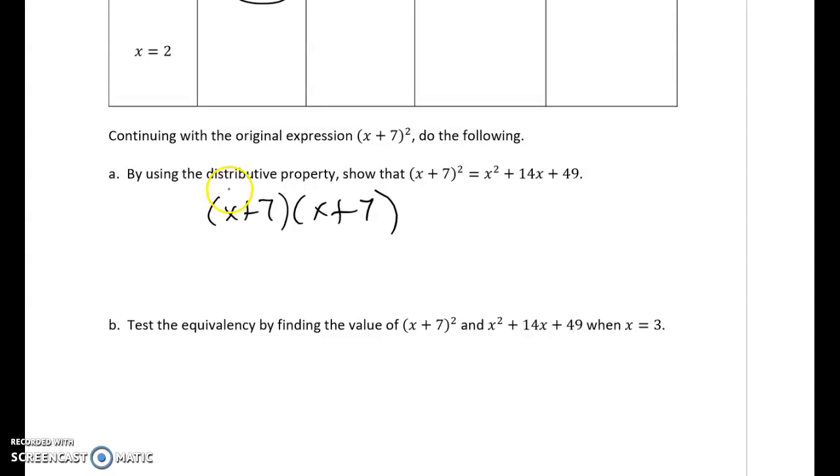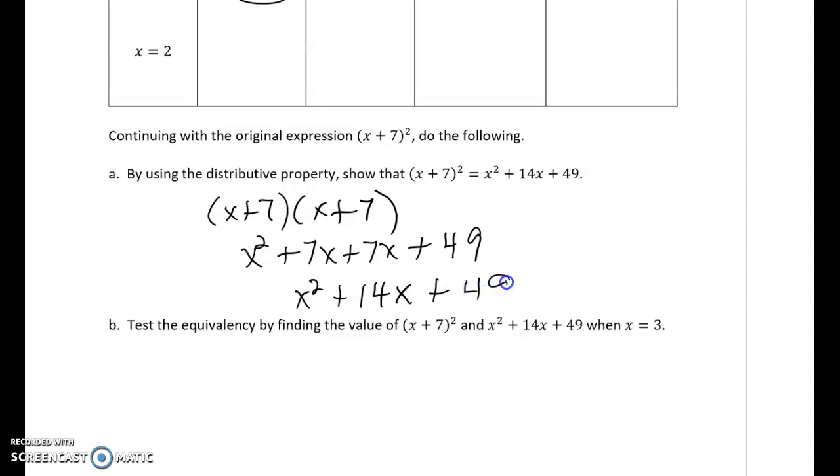So we're going to go through the entire process of distributive property or FOIL. So I get x squared plus 7x plus 7x plus 49. I'm going to combine these two like terms here in the middle, and I get x squared plus 14x plus 49.